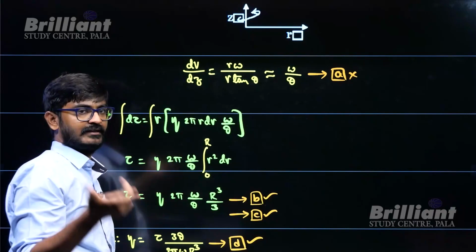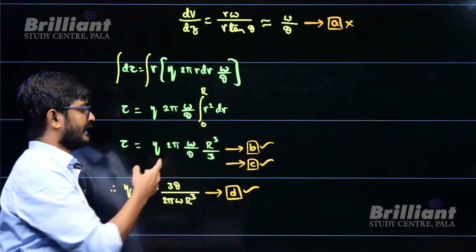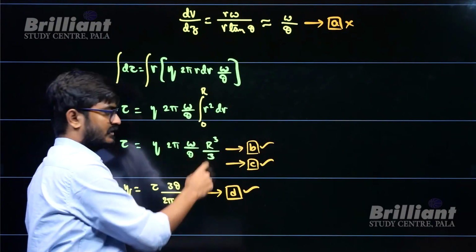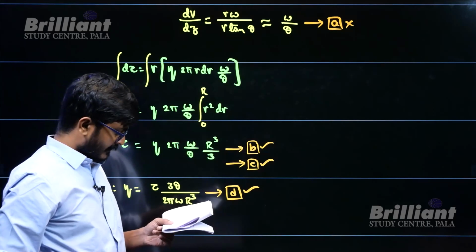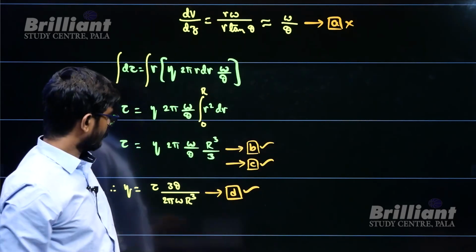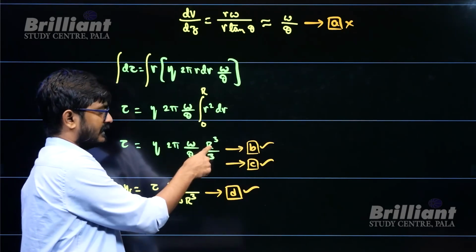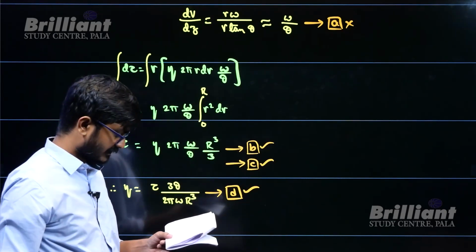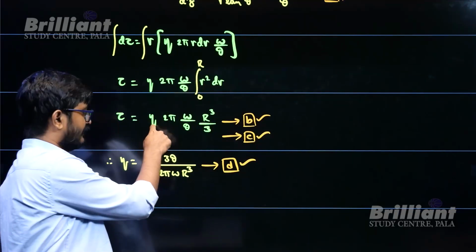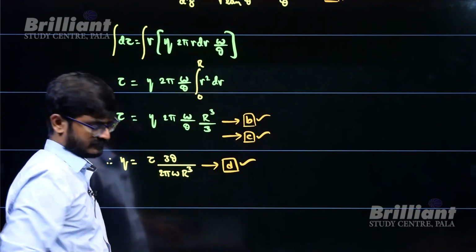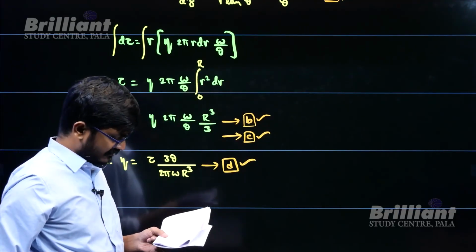If I integrate, then I will be getting the total torque, which is proportional to r cube. The ratio of total torque to omega: eta is constant, theta is constant, r cube is constant, so it is a constant value. So from here you need to find the eta value. Eta value will turn out to be this much, which is option D.